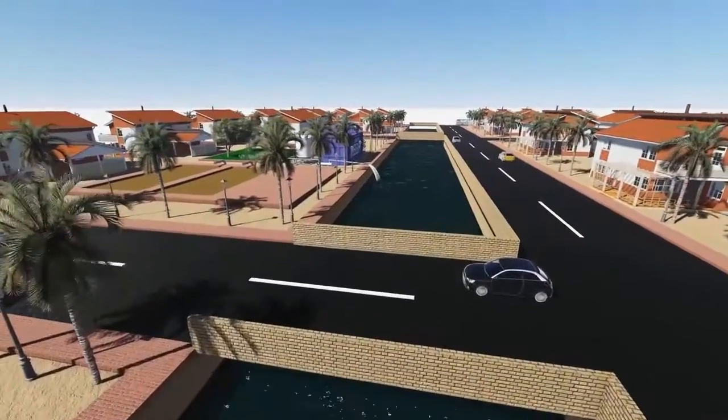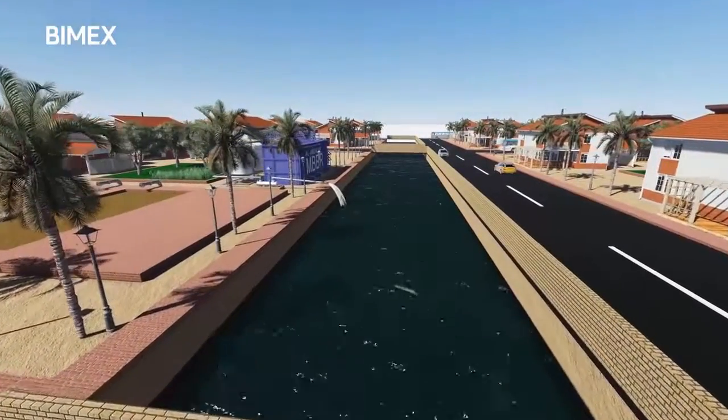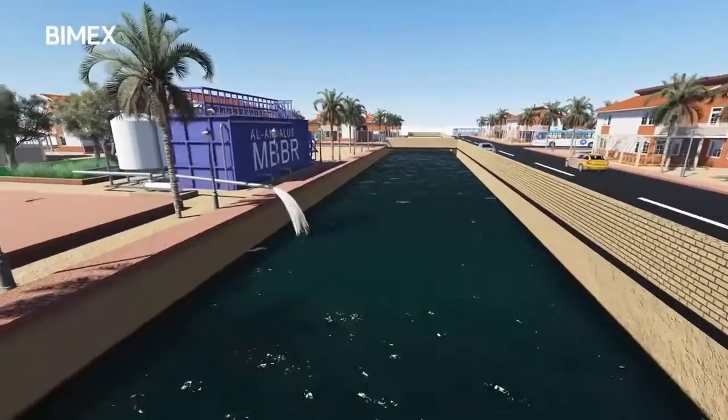Andalus BIMEX presents MBBR Wastewater Treatment Plant. Process Walkthrough.